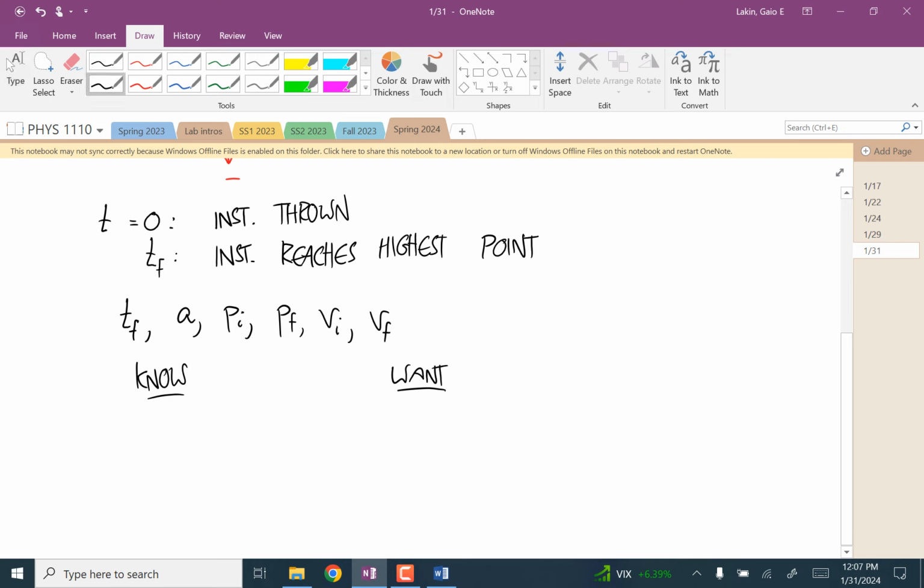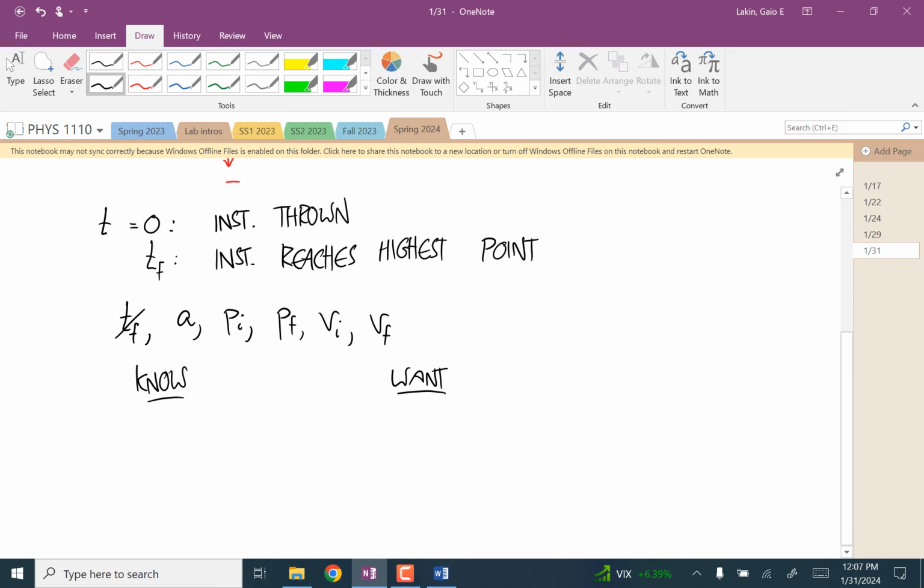Are we given how long it takes for the ball to reach the highest point? No. So I'm not going to write that anywhere. We're not looking for it. Acceleration: we know that anything in free fall or projectile motion has a downward acceleration of 9.81 meters per second squared. My positive is up, so that means downward is negative. So acceleration is negative 9.81 meters per second squared.